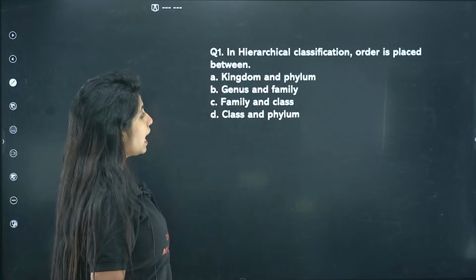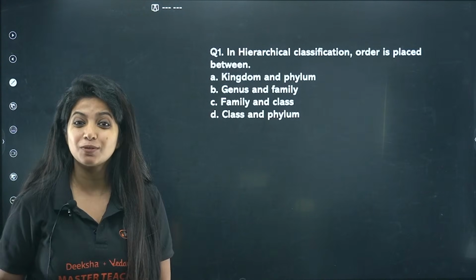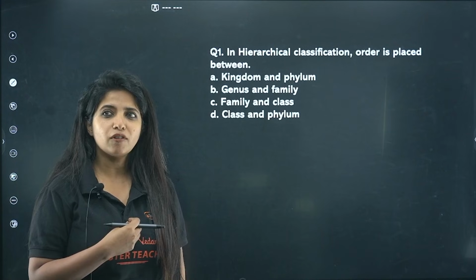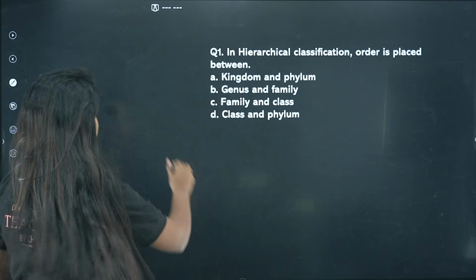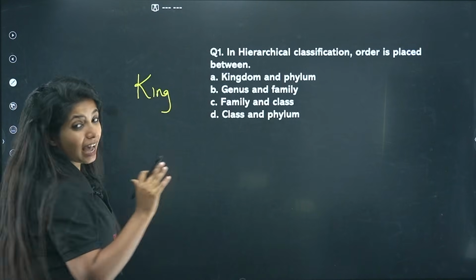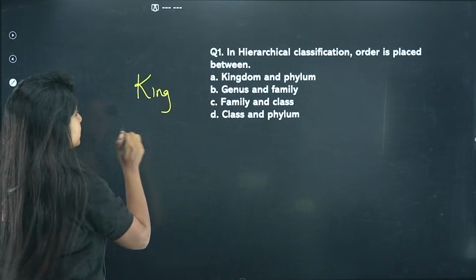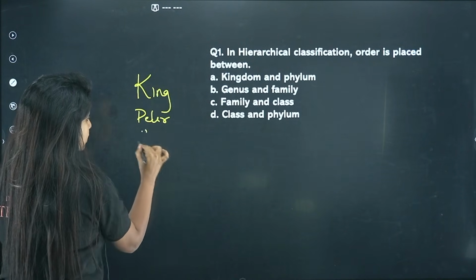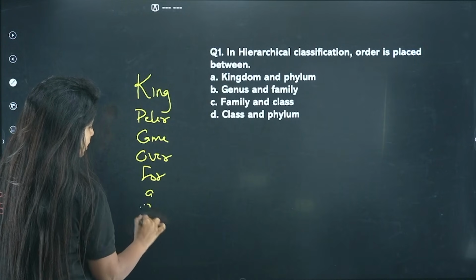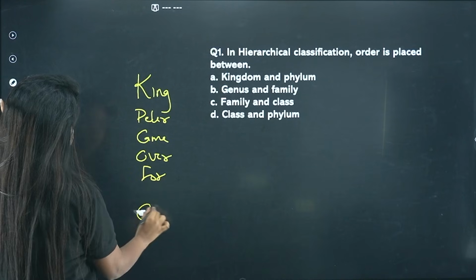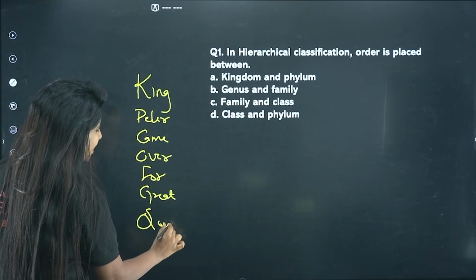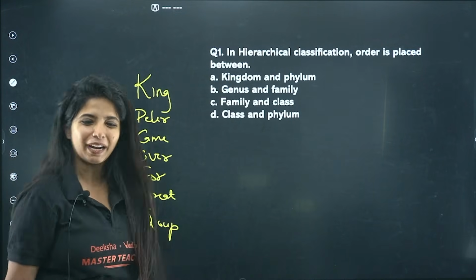And over here you have the first question. In the hierarchical classification, order is placed between. And the trick that I'm going to tell you, I'm so sorry, this is what I have been telling for almost so many years now. So please forgive me if any of my old students are watching this. So the way I remember the hierarchical classification goes like this. King Peter came over for a great soup. That is how I remember.